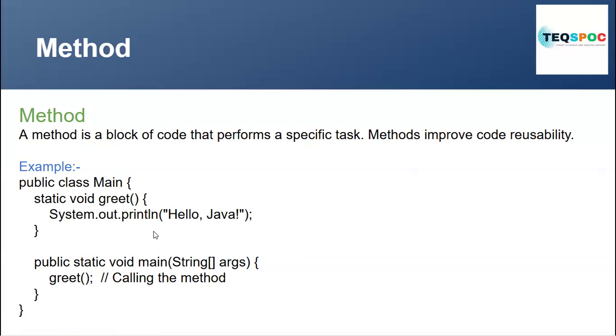So why use a method? Why are we creating a method? To reuse the code: define the code once and use it as many times as needed. Here, in public static void, static basically means it belongs to the main class. Void basically means it will not return any value. If a method is void, it will not return any value.